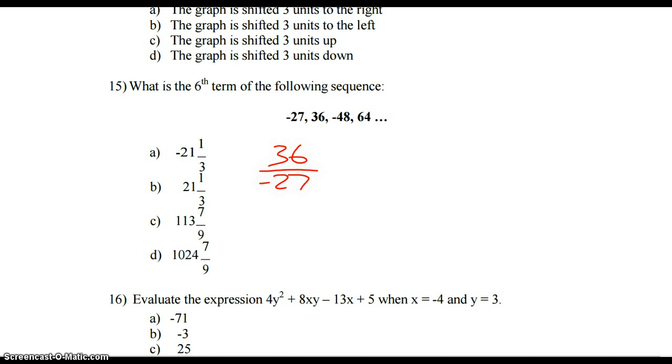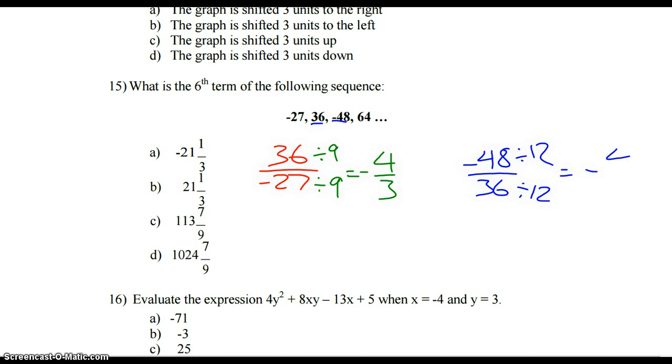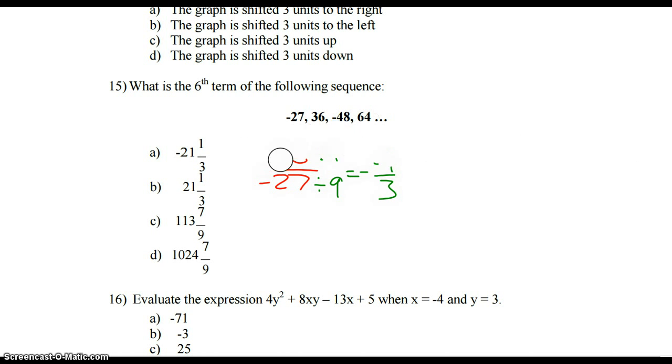And what you can do is just reduce this, so both of these are divisible by 9. So 4/3, and it is negative. Let's see if that's the case when I take negative 48 divided by 36. I could divide each of these by 12. And again, I'm going to get negative 4/3. So it looks like the pattern is that, and you can double check by taking 64 divided by negative 48. So it looks like we're multiplying by negative 4/3 each time.